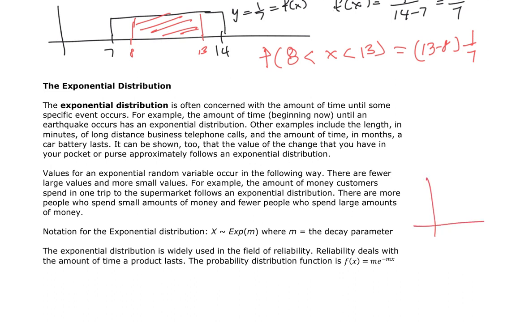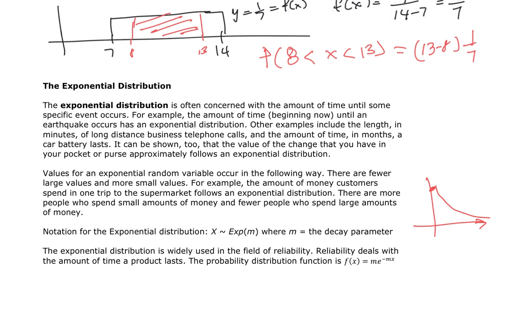So the shape of the curve is going to look something like this. It's actually going to start like that and go down. As time runs out, as we go further out in the positive x direction, the positive horizontal direction, we're going to get closer and closer to 0, but not quite ever reach 0. For example, the amount of money customers spend in one trip to the supermarket follows an exponential distribution. There are more people who spend small amounts of money and fewer people who spend large amounts of money.